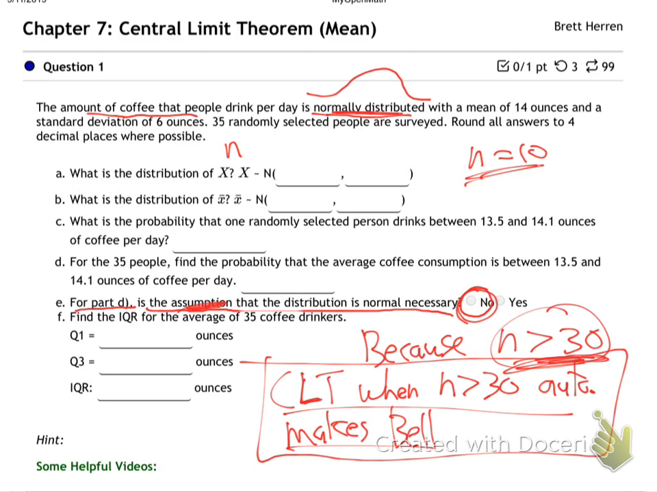Am I making any sense? I'm kind of talking around the issue. More than 30 makes anything bell. How about that? More than 30 makes anything bell. All right. So we'll use that. Let's go on to part F.